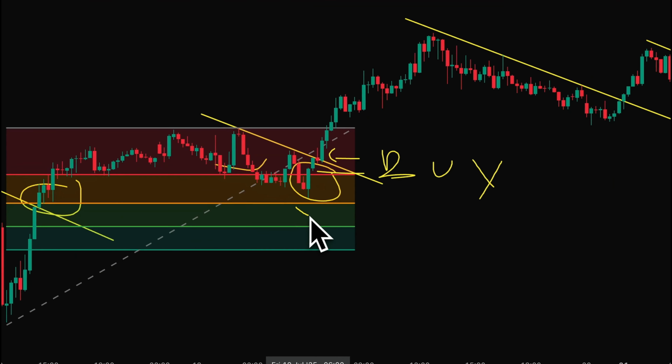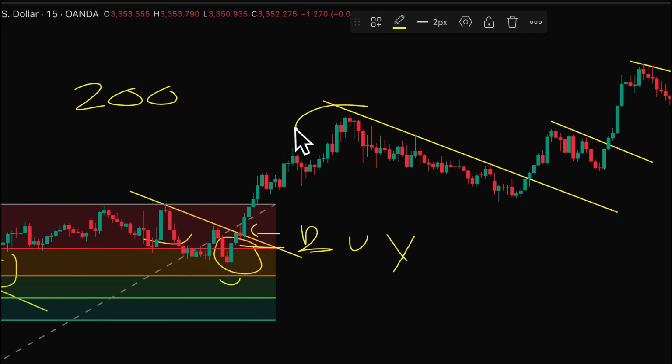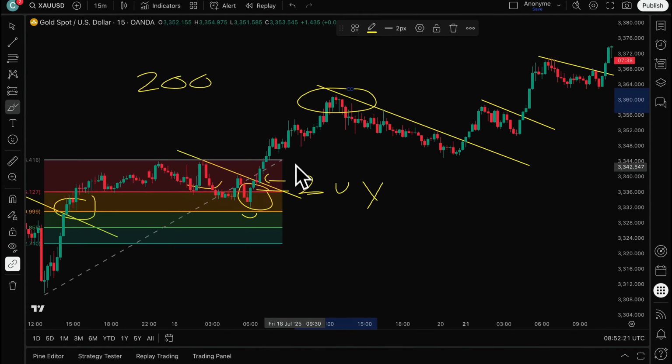You leave a bit of room, which gives you a stop loss at around $3,330, so a stop loss of 100 pips. If you have a stop loss of 100 pips, you want to aim for at least double that for your first take profit, so 200 pips. You set your take profit 200 pips higher, with a risk-reward ratio of 1:2.